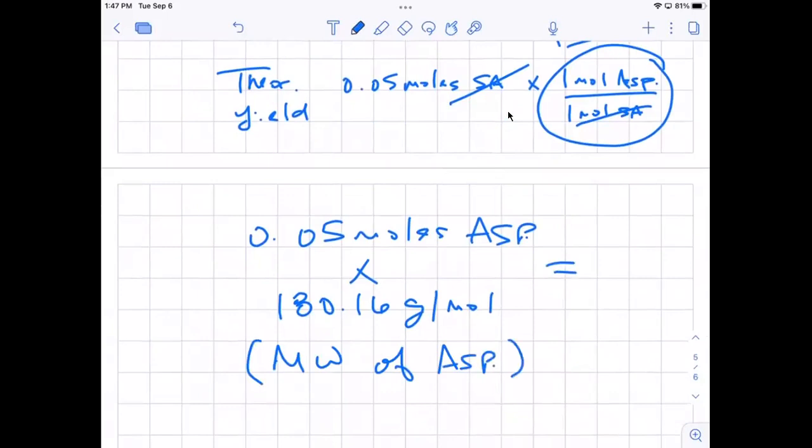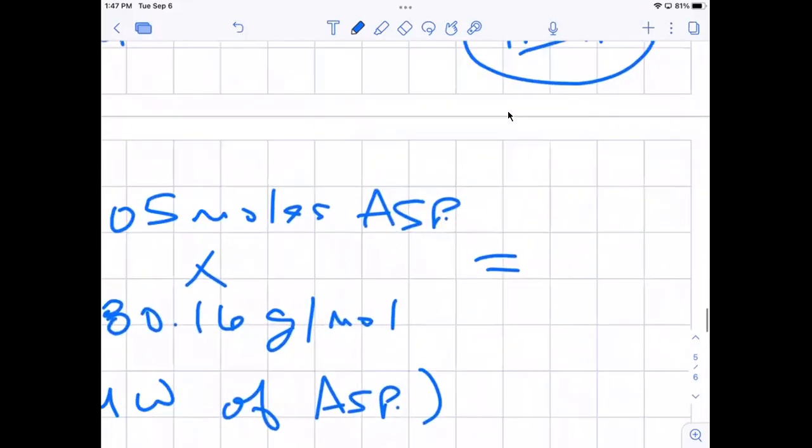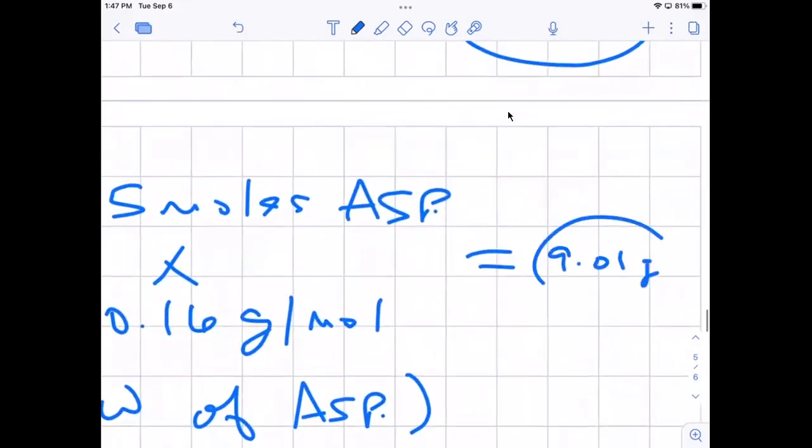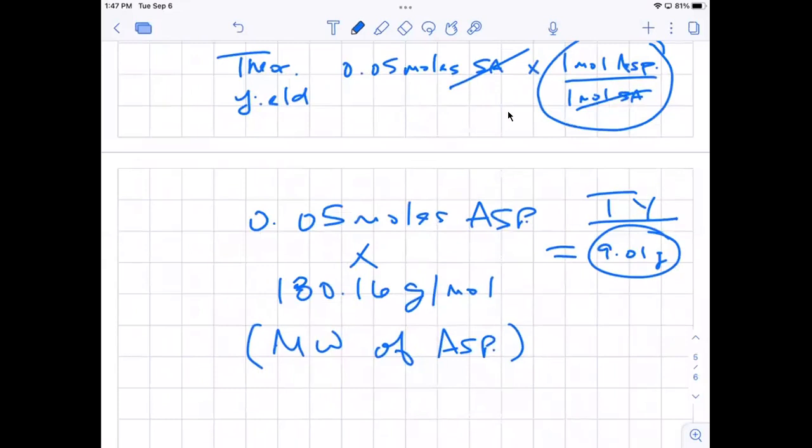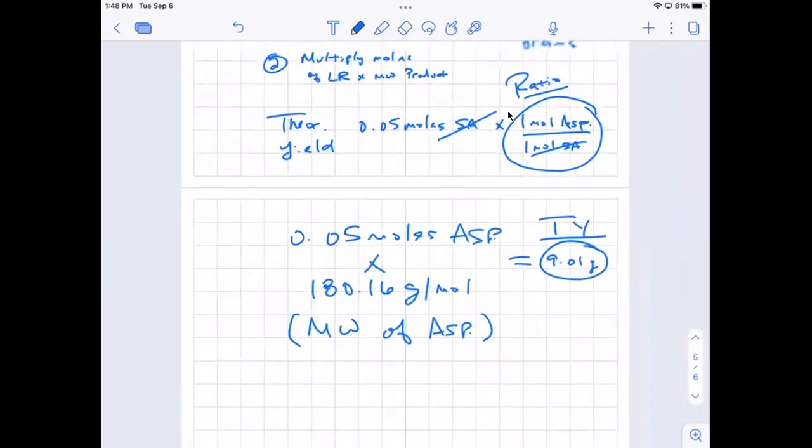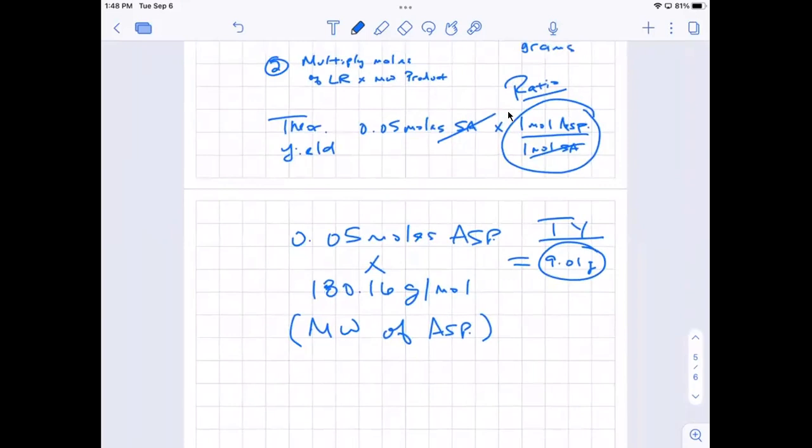All right, somebody tell me what you get from that. So 10% is going to be 18. 5% will be 9. 9.01 grams. This is my theoretical yield of aspirin. That's how much we expect to get if we take 0.05 moles or 6.9 grams of salicylic acid, react it with 7 milliliters of acetic anhydride, run the reaction, filter it, purify it. That's what we expect to get. All right. So you can go ahead and fill in that box that says theoretical yield. The theoretical yield is 9.01 grams.